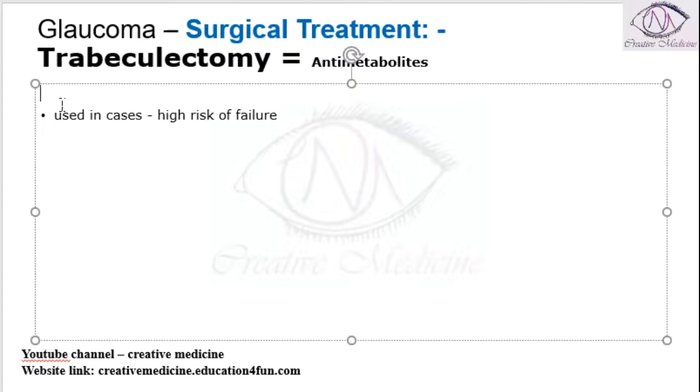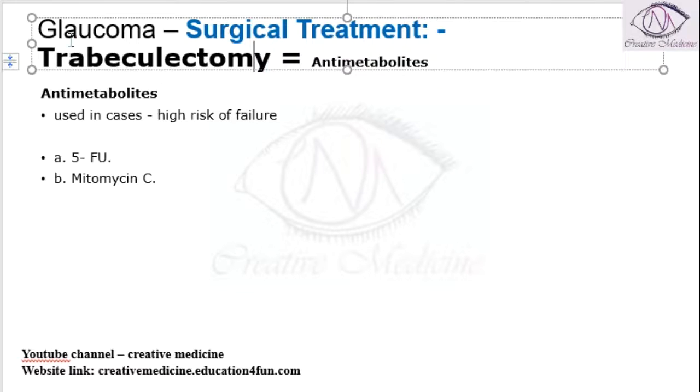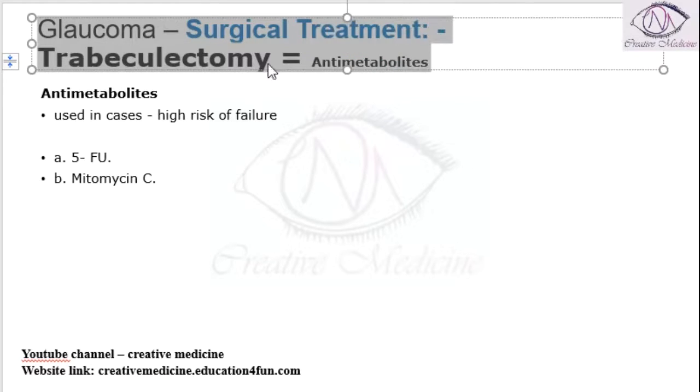Okay, what are the antimetabolites? 5-fluorouracil and mitomycin are the antimetabolites which are used when we think of failure of surgical treatment of glaucoma, that is trabeculectomy.